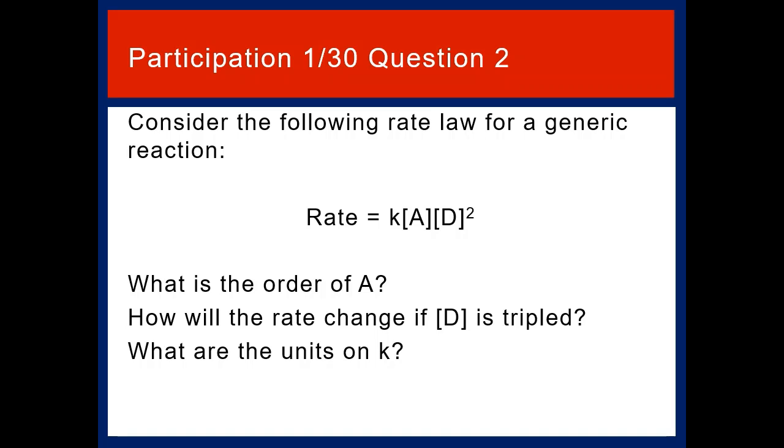Participation 130, question 2. Consider the following rate law for a generic reaction. It's not real, just anything. The A's and D's are just variables for chemical formulas. Rate is equal to K times the concentration of A times the concentration of D squared. What is the order of A? How will the rate change if the concentration of D is tripled? And what are the units on K?